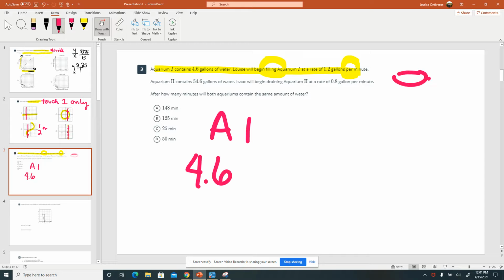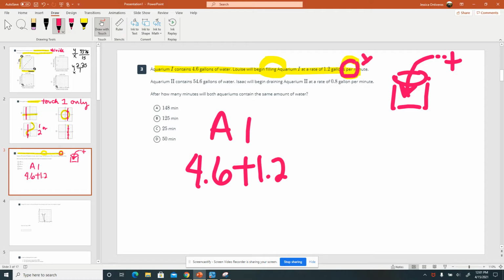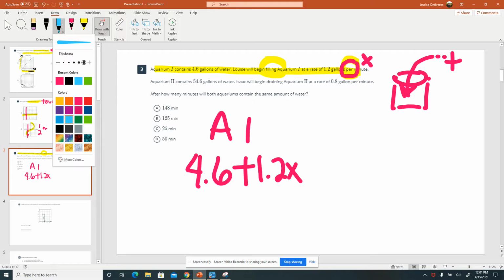So you have, let's say that's the aquarium. So when you pour in water, that's adding, okay, because you're pouring in. 1.2, the word per, it's where your x is going to be placed with that number.